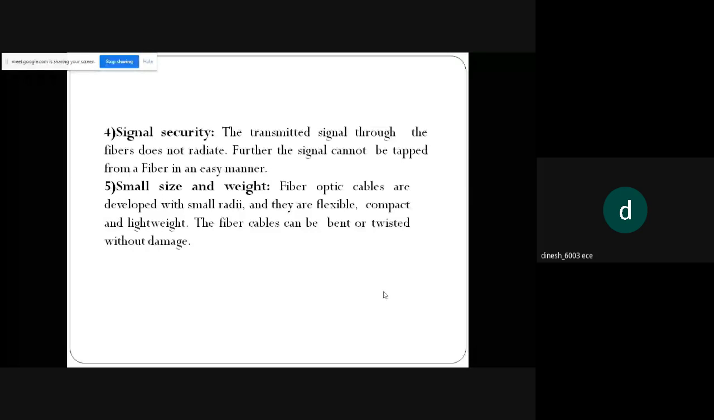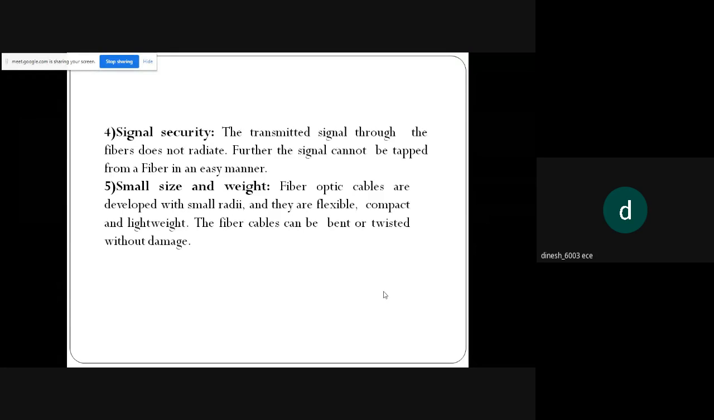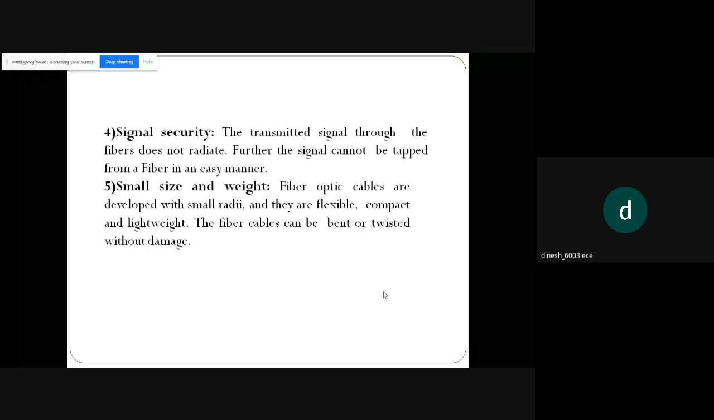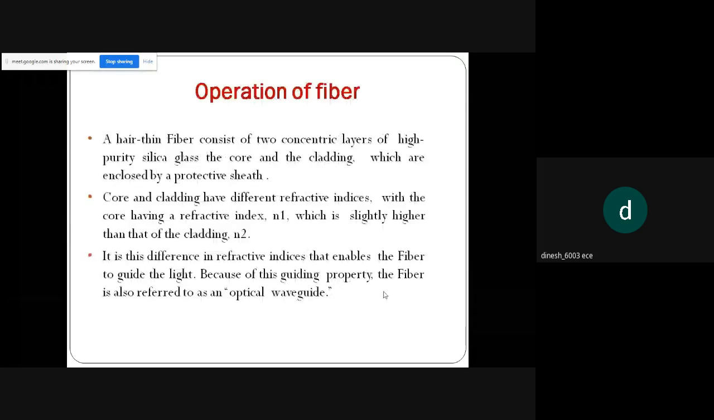Next characteristic is small size and weight. The optical fiber cables are developed with small radius and they are flexible, compact, and lightweight. They can be bent since they are flexible. They can be twisted without any damage also. So these are the 5 different characteristics.